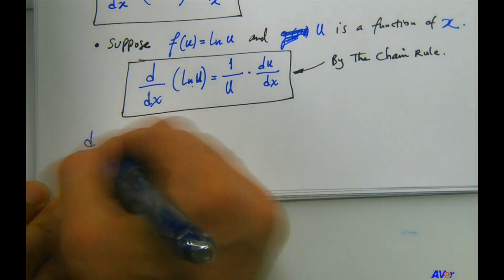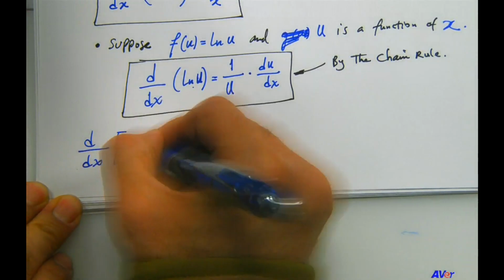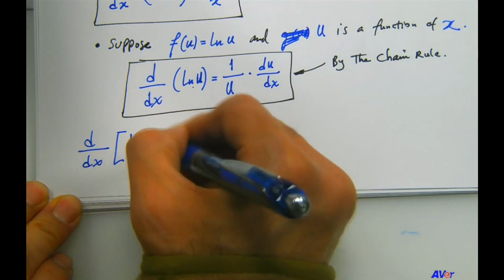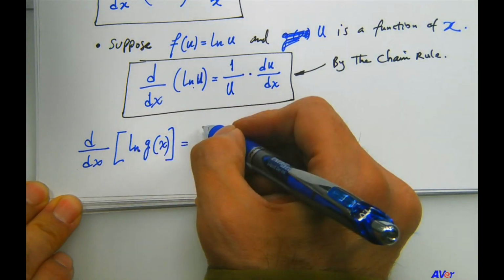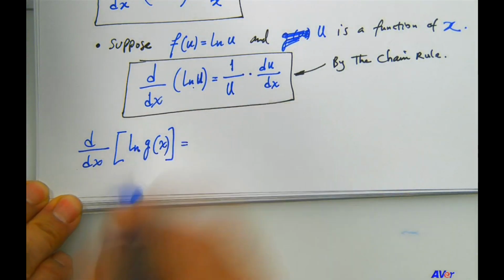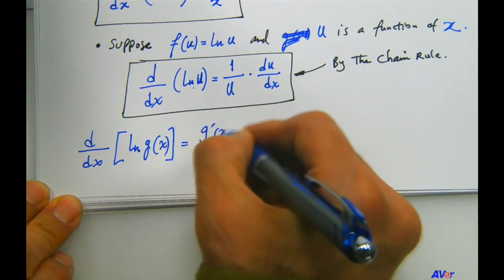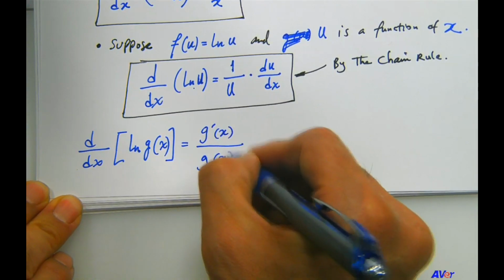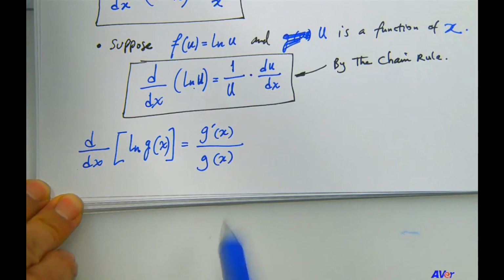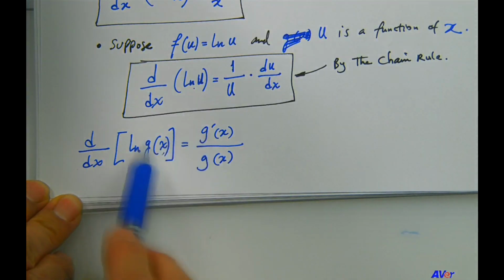So d/dx of natural log of g of x, right? That is equal to, let's see, g prime of x over g of x. So it's the reciprocal of this function times the derivative of this.